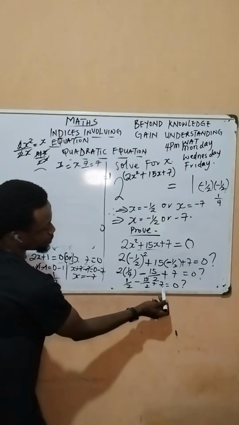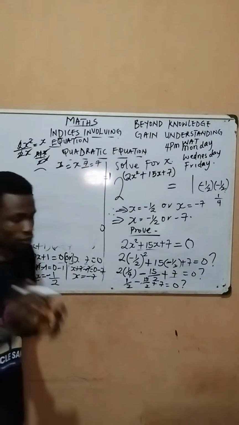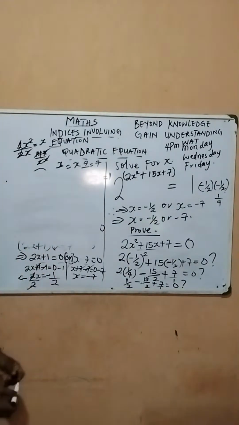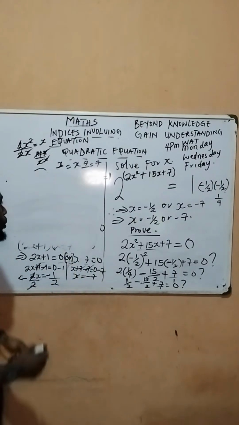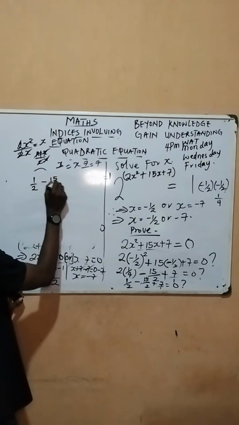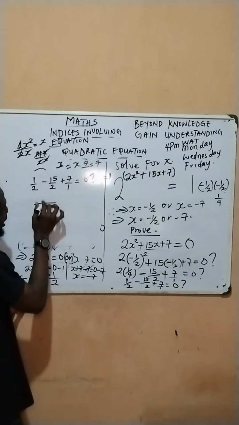And you know that this 7 by default, since I've started talking about the concept of having a denominator of 1, this 7 has a denominator of 1. So if that is the case now, we're going to apply what? The addition of fractions method. So this is going to be 1/2 minus 15/2 plus 7/1 equals 0. The LCM here is 2.